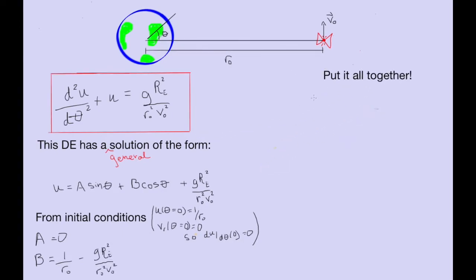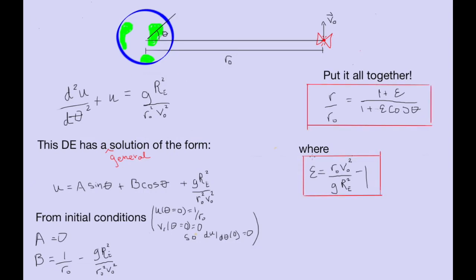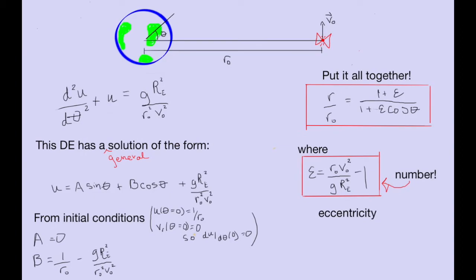When we put it all together and transform back to r, we get a nice, neat expression for the satellite's radial position as a function of its angular position, where epsilon is just a number that falls out of the equation. It's called the orbit's eccentricity. These two equations are the really important ones. Let's box them and get rid of all this over here for now.